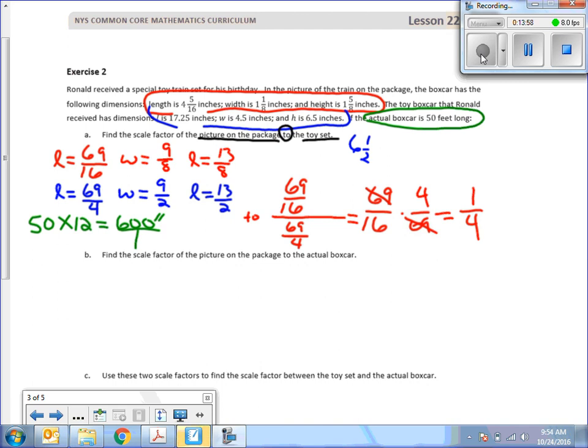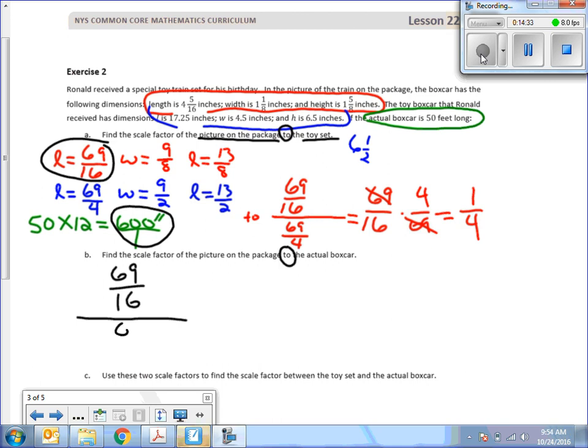Okay, B says find the scale factor of the picture on the package to the actual boxcar. So scale factor of the picture on the package. Again, we're going to use the same thing. Let's just stay with length. 4 and 5/16 over the actual boxcar. So this is going to be 69 over 16, to, that's what the word to means, divide 600 over 1, which equals 69 over 16 times 1 over 600.